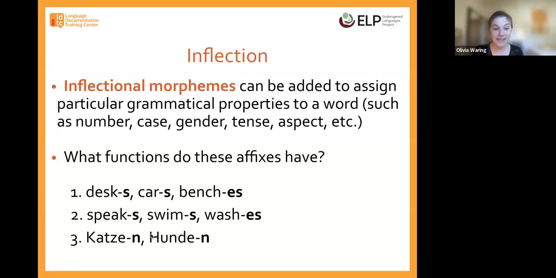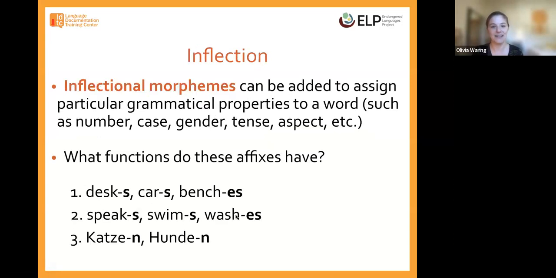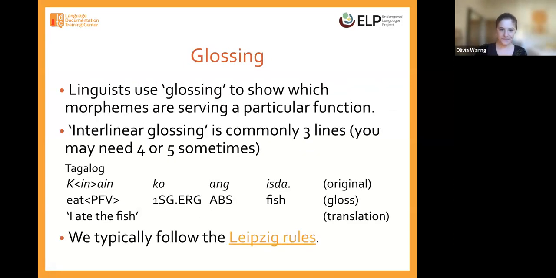In German, for example, if I want to pluralize the word for cat, Katze, I'll add an N to it, so it'll become Katzen, or Hunde, Hunden for dog, right? So these are not changing the meaning of the word by any means. They're adding more information about it. They're telling me that it's not just one cat over there, it's lots of cats. So inflectional morphology will end up being very, very important.